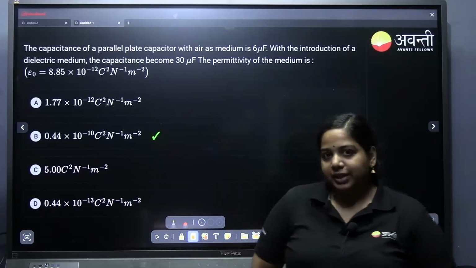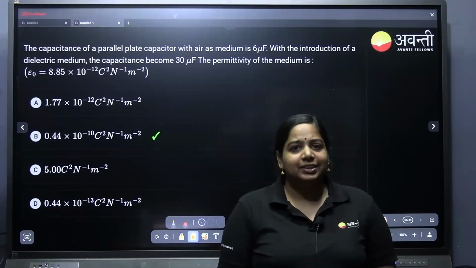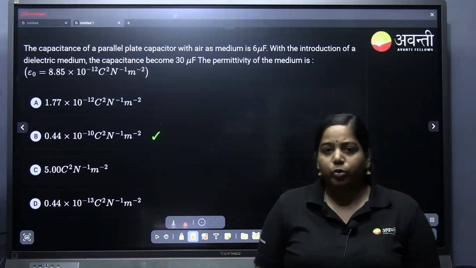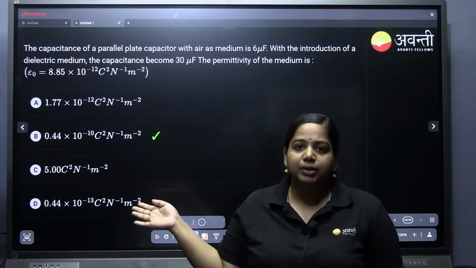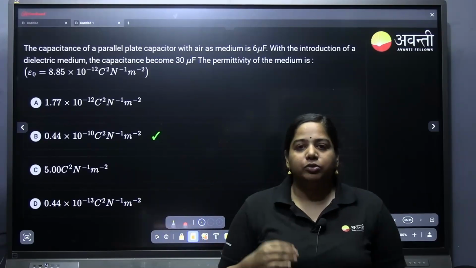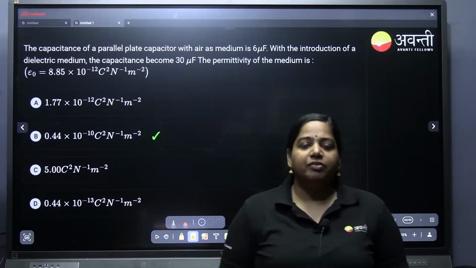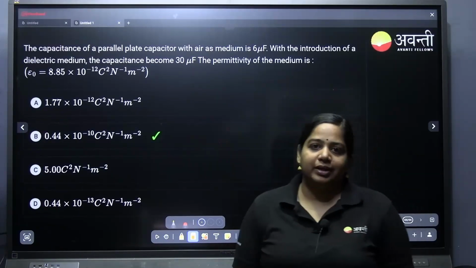So that is for today's class, and since capacitor is a very small chapter, there are not many more questions to be asked from this. Every question will be of similar pattern only. Please try to do some more on your own, and if you are not able to solve, you can reach out to me at any time.